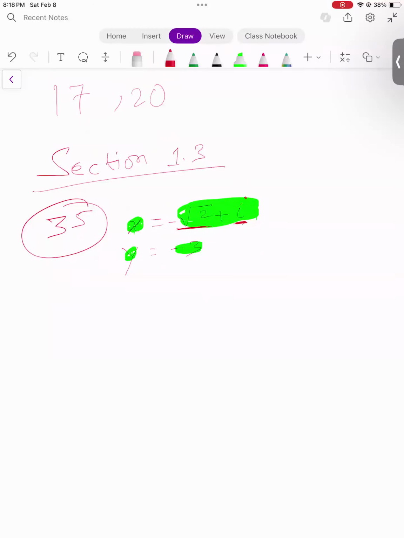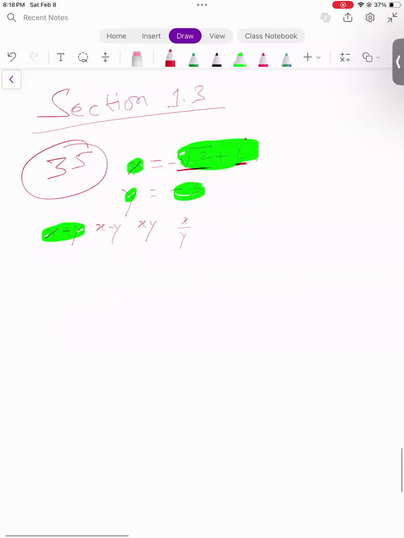Now we are asked to find here x plus y. You are asked to find x minus y, x times y, and x divided by y. Now, what sign do we have in between x and y here? We have a plus, right? It means we are adding these two complex numbers. So let's find x plus y.